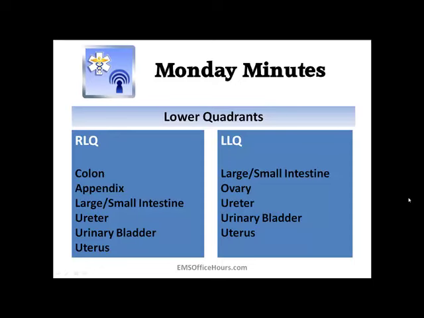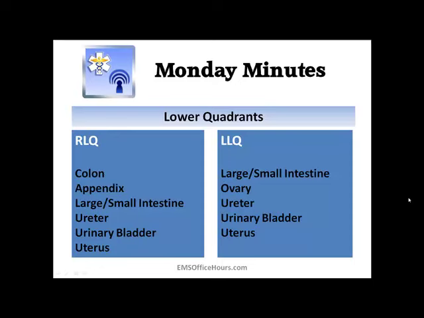Now your lower quadrant pretty much contains the same thing if you look at it here, right? Both have more of your large and small intestines, both have uterus for females, the urinary bladder, and your ureter, right? The difference is the right lower also has your appendix. Of course, we always know that lower quadrant pain can be the appendix, appendicitis, right? And it also contains your colon.